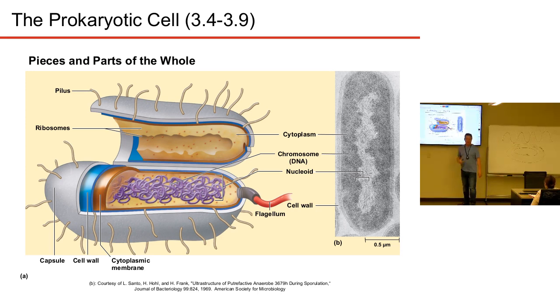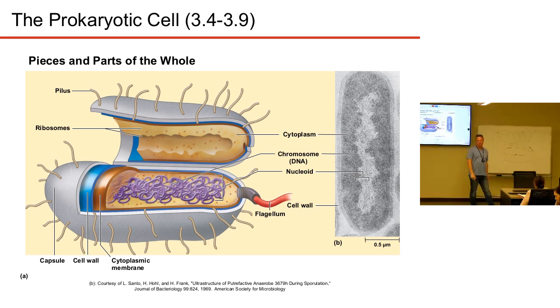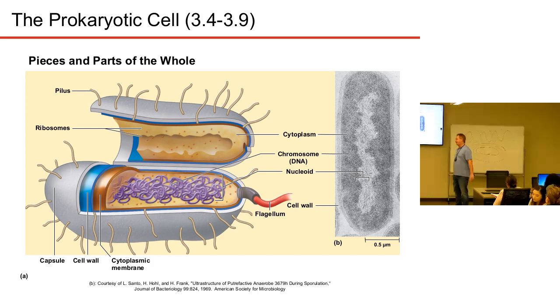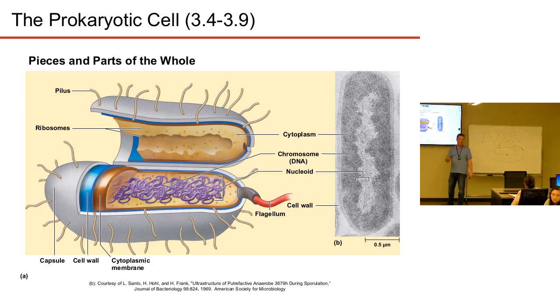Of course, we got to have the ribosomes. Ribosomes are important for taking the RNA and translating it into protein. So we have all the information that we need in a eukaryote. We have it in a prokaryote too.